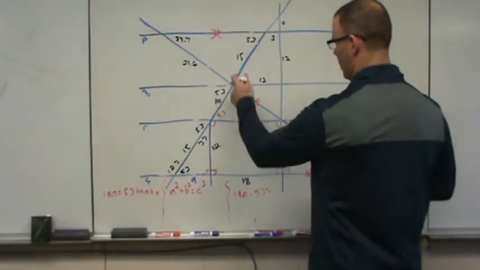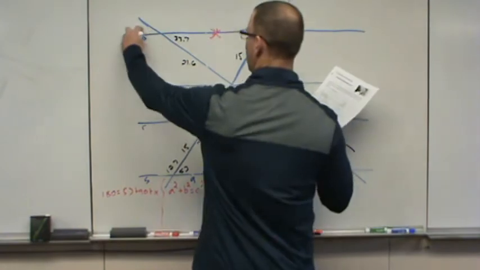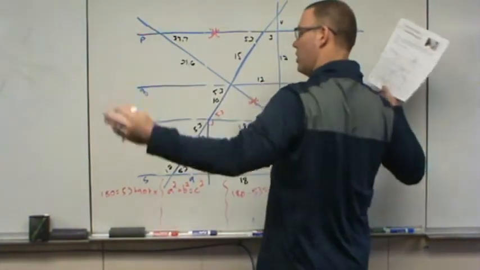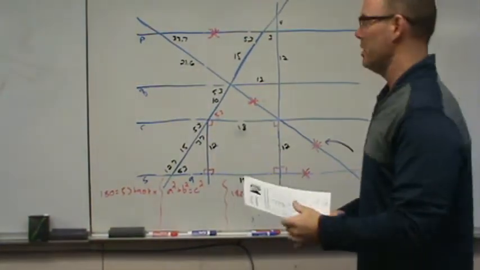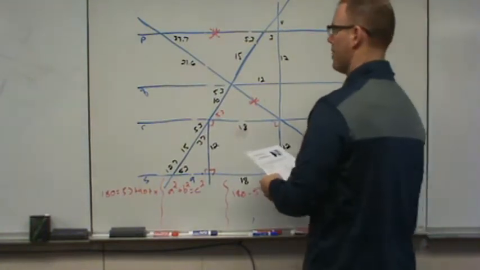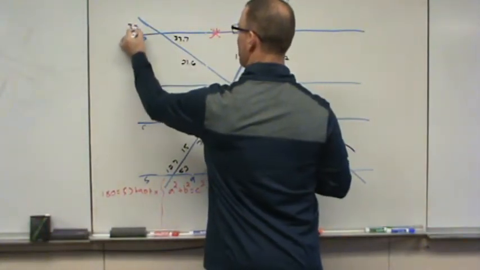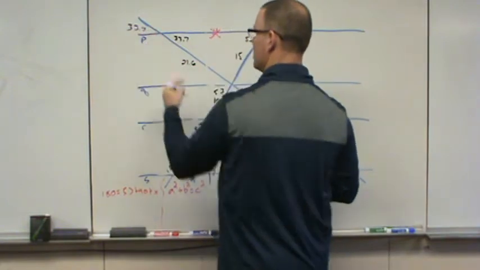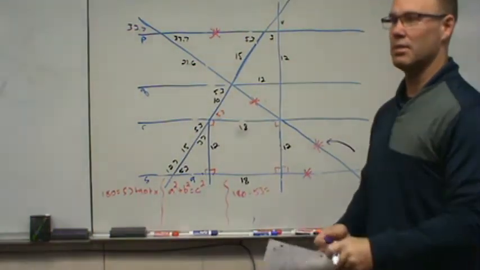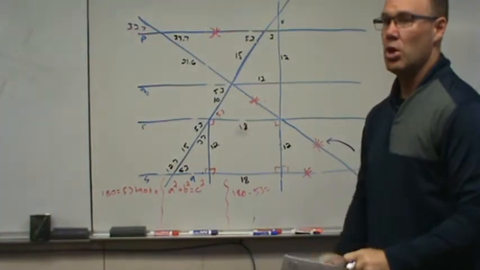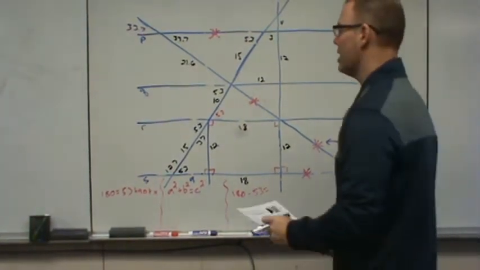So where do we begin? We fill all this in. Well, what I know is this, and over here I don't know. Again, if you don't know where to begin because it's a lot of stuff, just start somewhere. I know this is 33.7 because these are vertical angles. Don't just say, okay, well, it's 33.7. Know why it's 33.7.